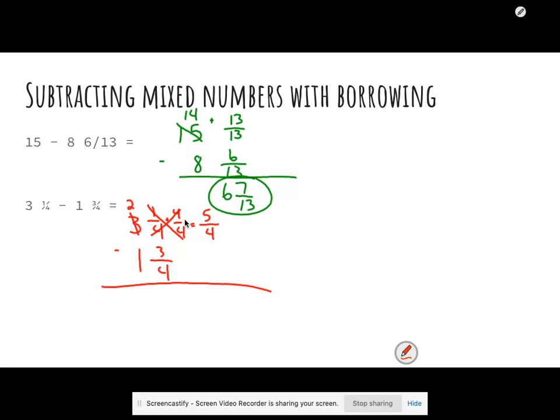And subtract. 5 subtract 3 is 2 over 4. And then I have a 1 left over. Now, I know I need to divide by 2. And so I'm going to end up with 1/2. Bring the 1 along. And 1 and 1/2 is going to be my final answer.